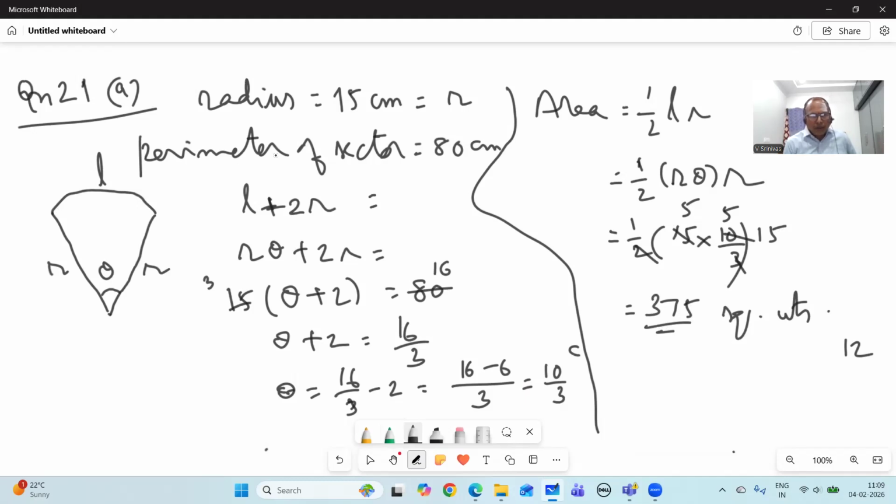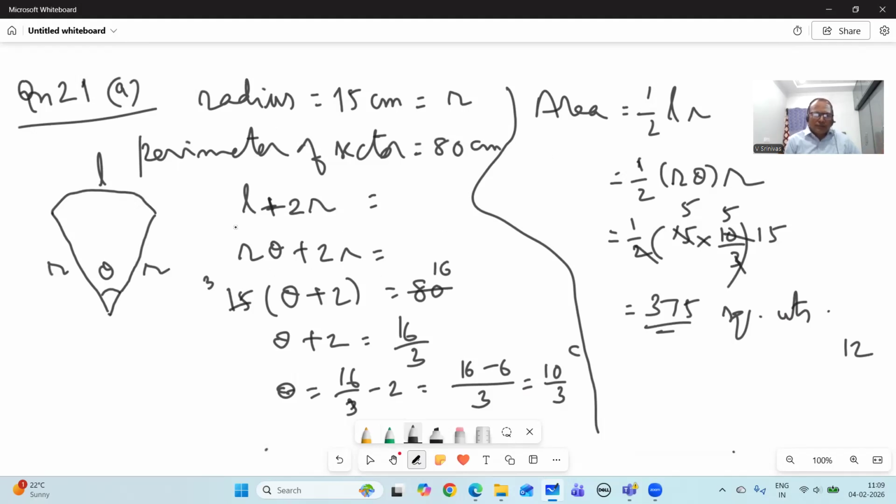So what we have done: we are given the radius to be 15 centimeters for a sector, and its perimeter is given to be 80 centimeters. What is the formula for perimeter? It is L plus 2R, where L is R into theta. As I have converted the formula for area in terms of theta, degrees and pi r square into this one, you can also see the same for arc length.